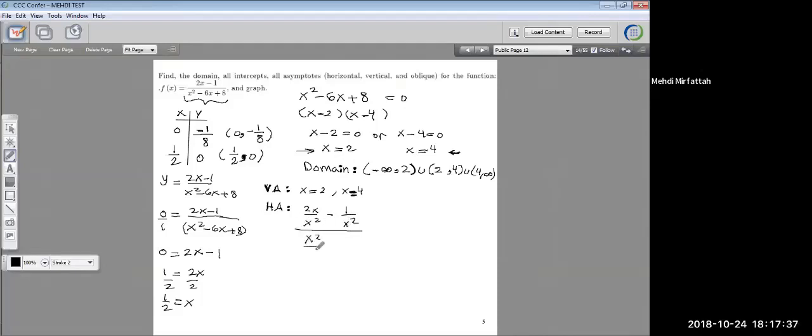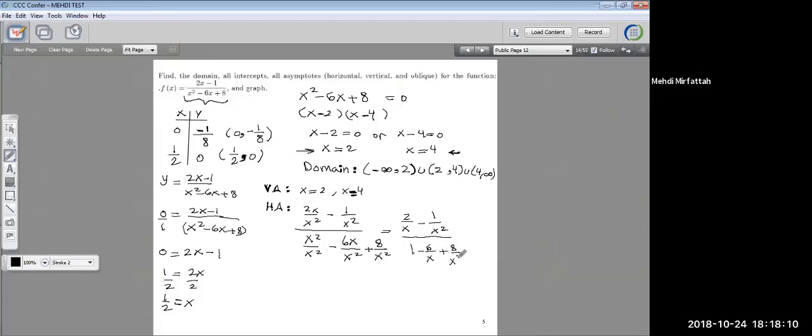Some of them go to 0, become almost 0. So once we do that, the next step is to reduce. It looks like x and x cancel. I get 2 over x here minus 1 over x squared over here, and that gives me 1 minus 6 over x plus 8 over x squared.